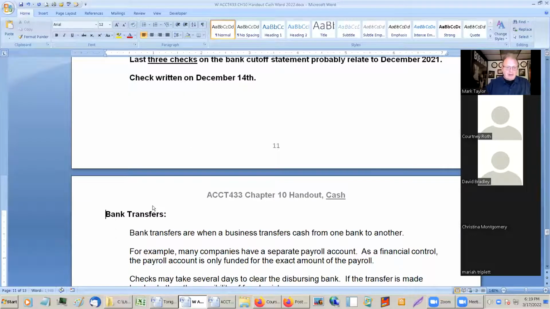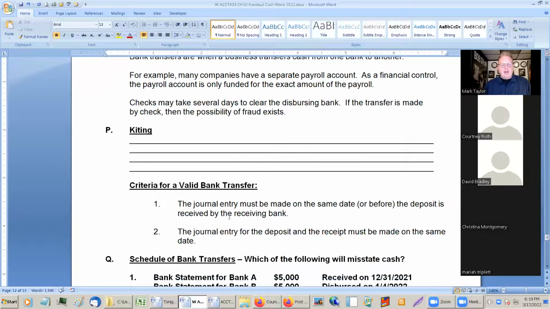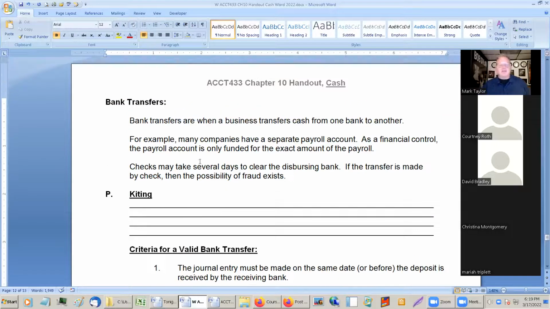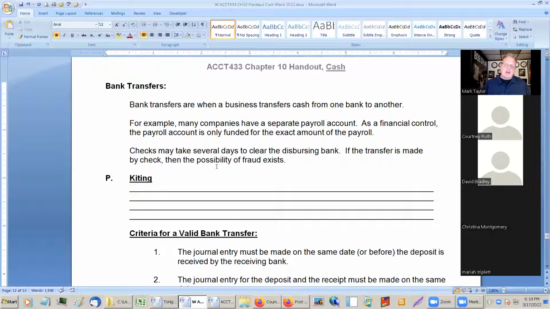Okay. Bank transfers. This is one of those things that's harder to do nowadays because so much is done electronically. But if they transfer from one bank to another, it's possible, if they're writing checks, to manipulate the cash to make it look higher than it really is. There also is a way to make it look lower, but we'll focus on making it higher, which is called kiting.